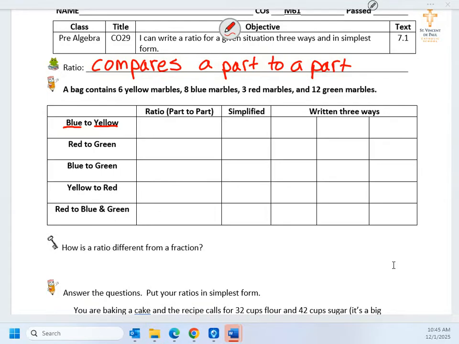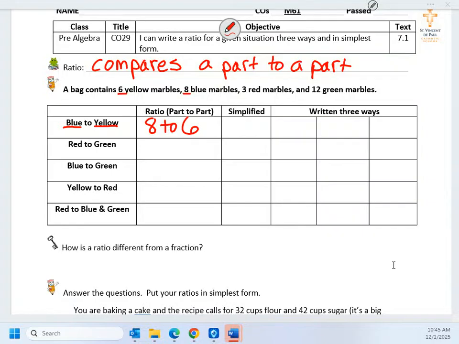So if we look up here, our blue number is 8. Our yellow number is 6. So we have 8 to 6. 8 blue marbles to 6 yellow marbles. Look at what our next box says. Simplified. Oof. Just like when we work with fractions, we always have to remember to simplify.